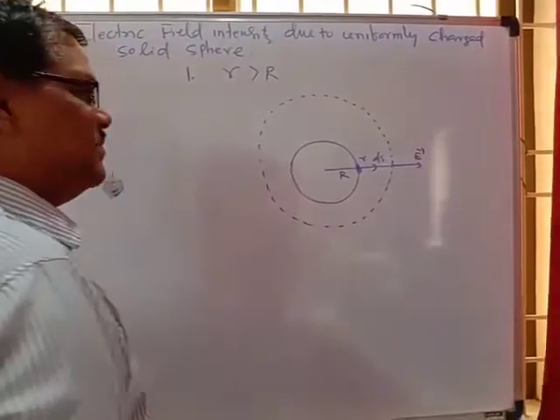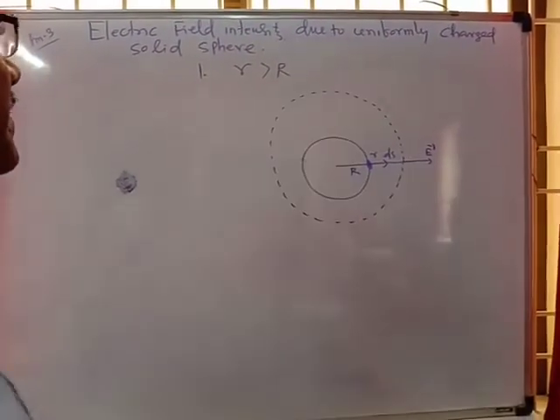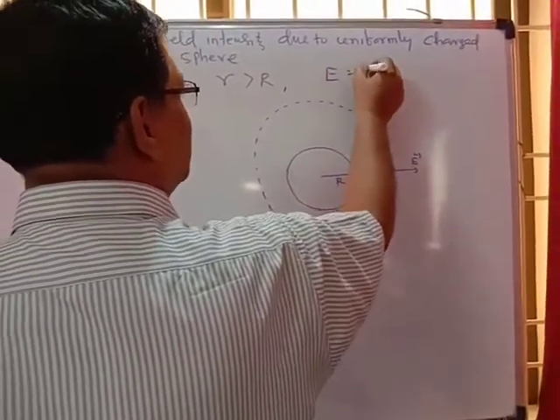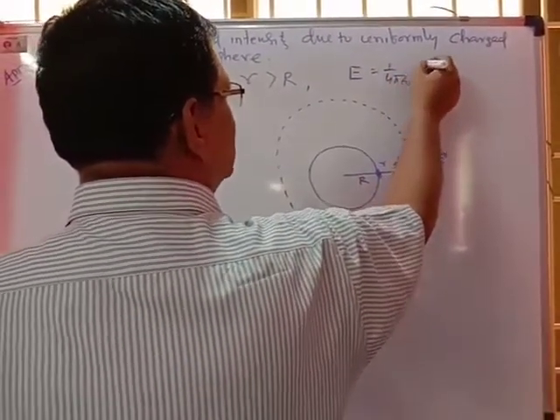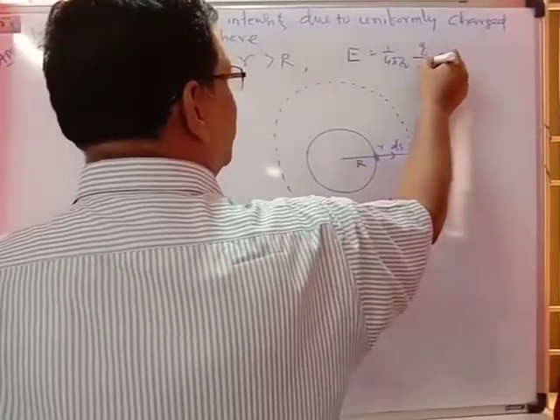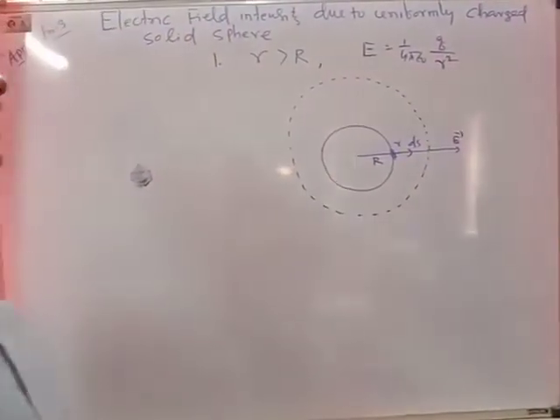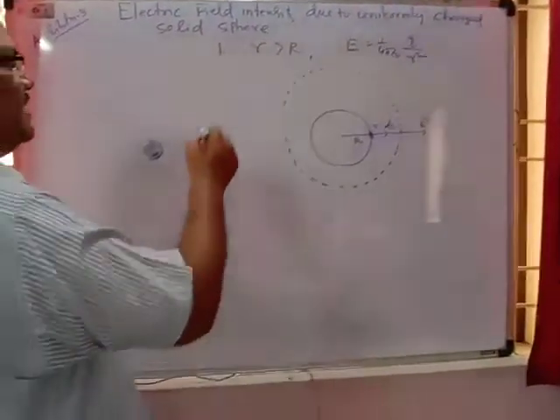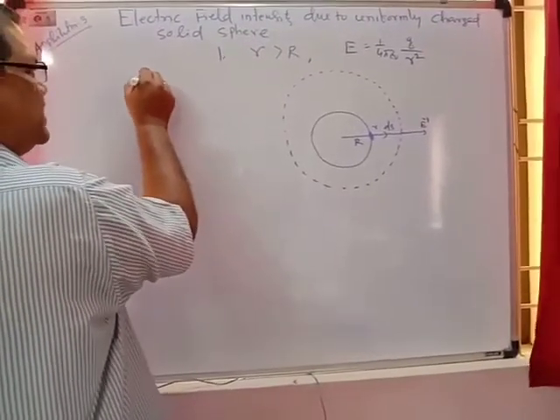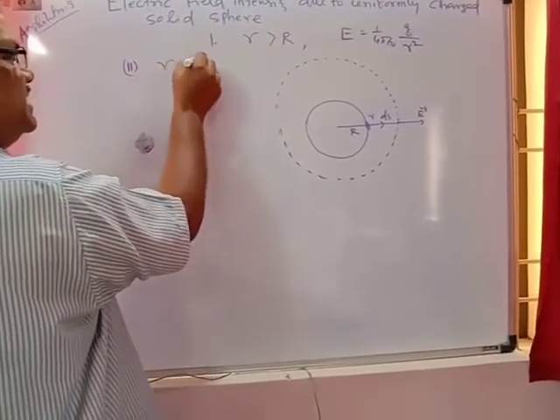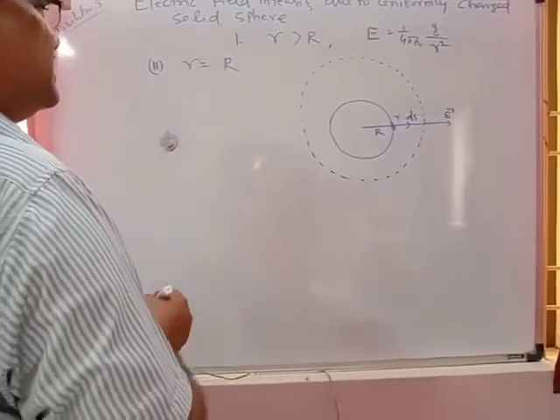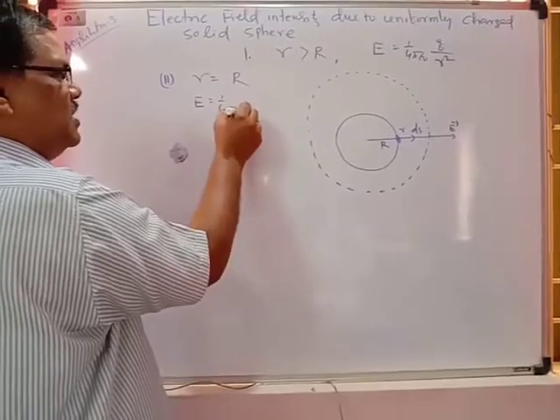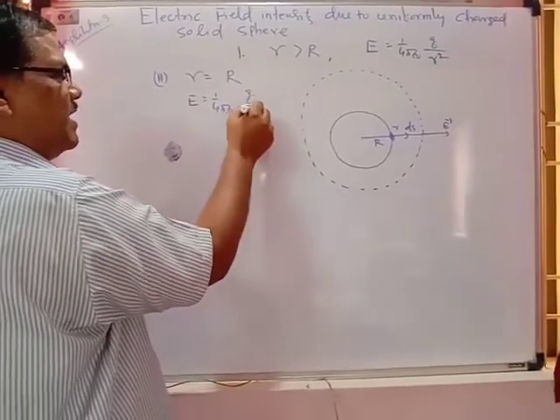As it was for the hollow sphere, the electric field intensity was E equal to 1 upon 4 pi epsilon naught, total Q upon r square. It was the formula for the outside of the hollow sphere, and for the solid sphere it will be the same. Case number 2, on the surface: whenever r is equal to the capital R, at that time the electric field intensity is E equal to 1 upon 4 pi epsilon naught, Q upon capital R square.